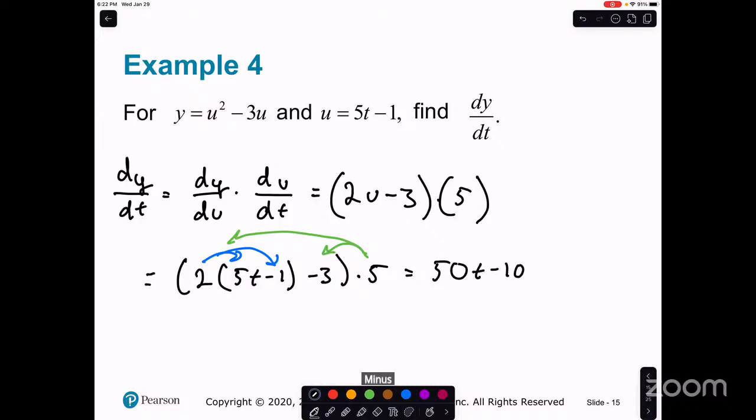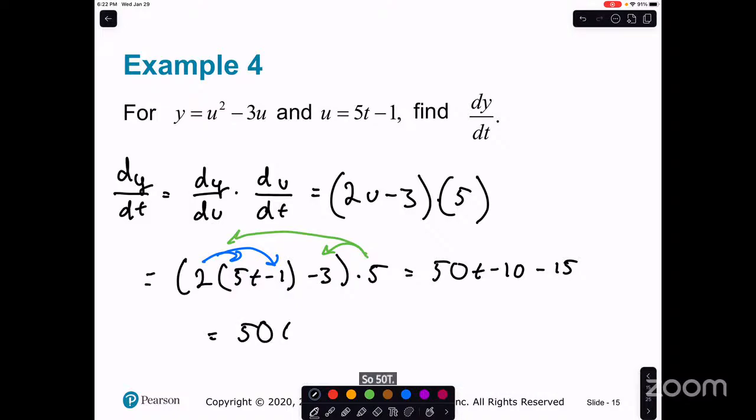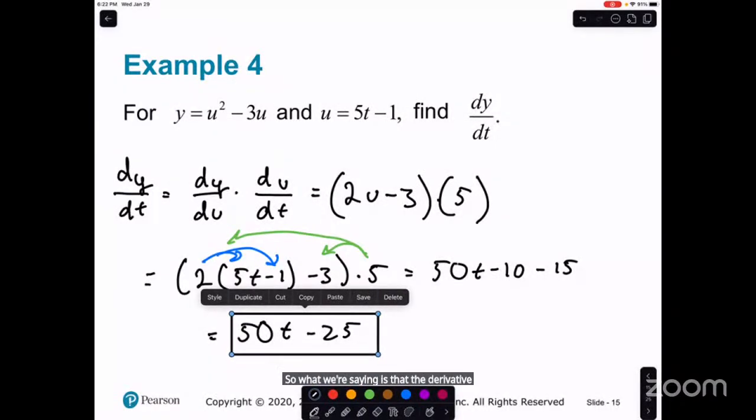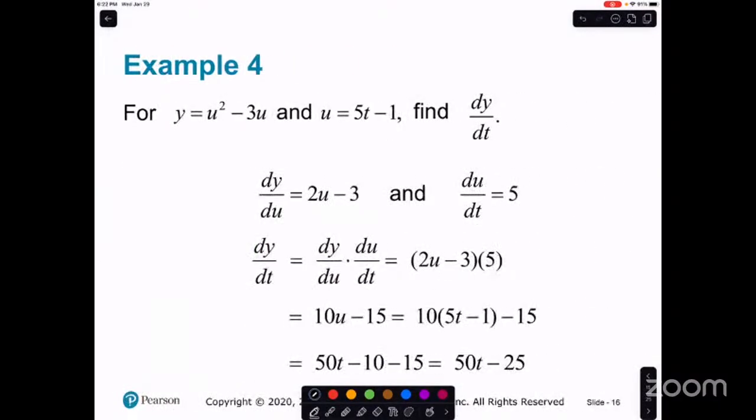I think that's right, because that would have been a 10 minus 2, and then it became a minus 5. Let me keep going. This looks good. I feel confident about this. So 50t minus 25. So what we're saying is that the derivative of y with respect to t should be 50t minus 25. And I think they did the exact same thing we did.